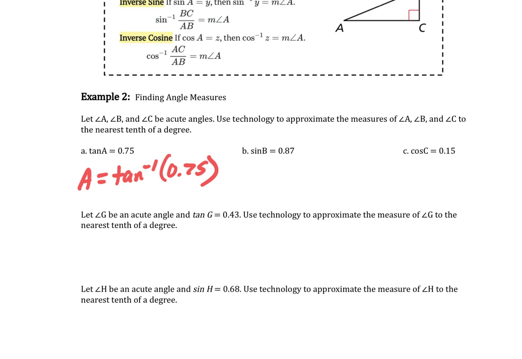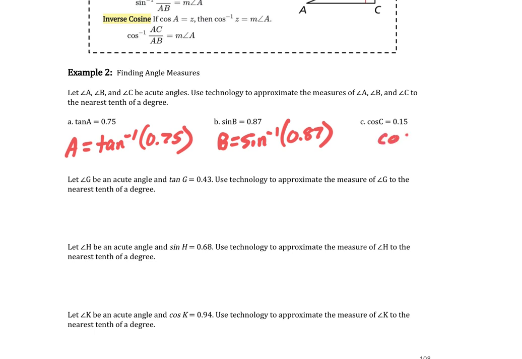For part B, we're going to do sine -1. And for part C, we're going to do cosine -1, because that's the function that we're using. Try putting all 3 of those in, and we're going to round to the nearest tenth, the first decimal place, on all 3. If you need help with the calculator, let me know. You got your calculator out, guys? Have you tried putting this in yet? Anybody need help with the calculator?